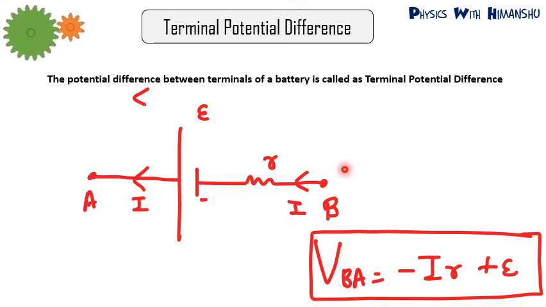So how to calculate terminal potential difference across any battery? You have to put a point behind the internal resistance, put a point in front of the positive terminal, and now write Kirchhoff's law from B to A and you will get TPD. We'll discuss in a numerical how to find TPD.